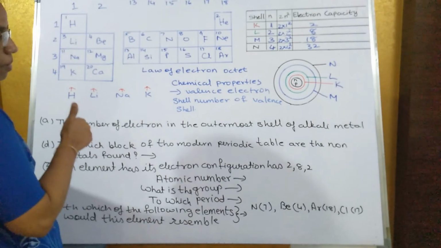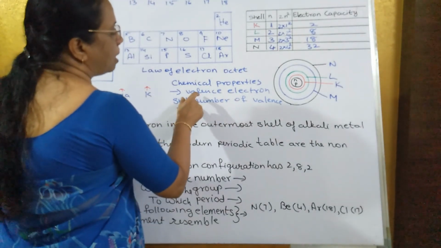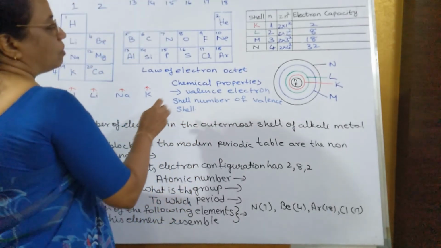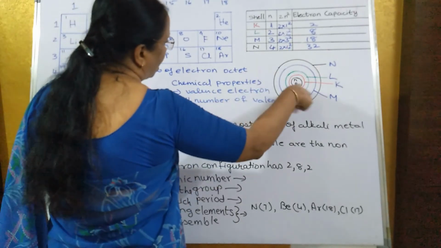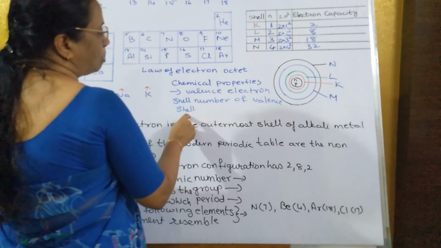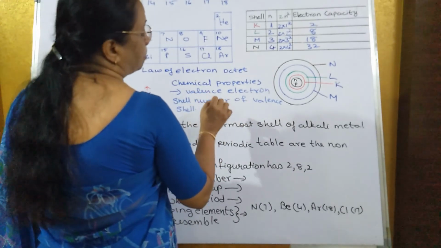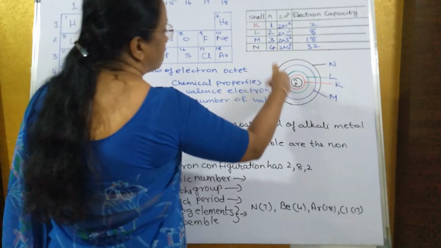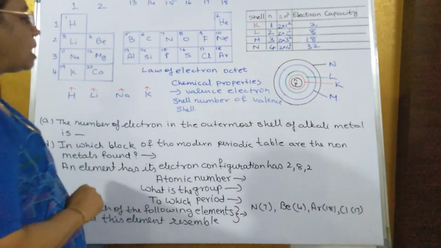तो chemical properties दो चीज़ के ऊपर depend करता है, एक तो valence electron और दूसरा valence shell का number. तो valence electron, valence shell बोला तो क्या? Last shell को valence shell बोलता है of that particular element. जो element का जो last shell है उसको valence shell बोलता है, और जो electron valence shell में रहता है उसको बोलता है valence electron.